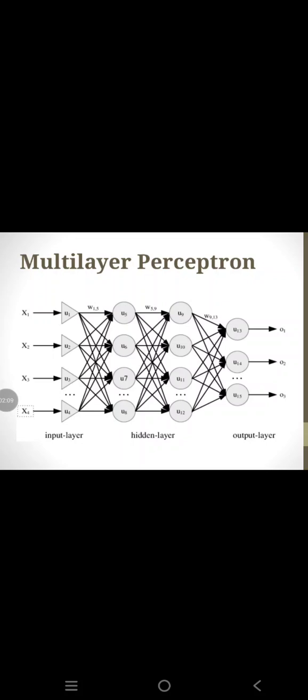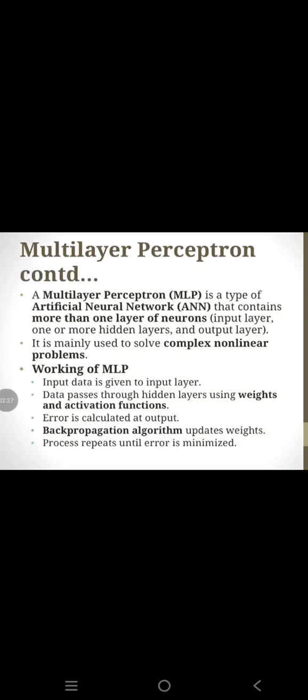So this is a multi-layer perceptron. Multi-layer perceptron contains input layer, hidden layers and output layer. It can solve complex nonlinear problems, that is input layer, then hidden layer and then output, that is multiple layers. So hidden layers help learn complex patterns.